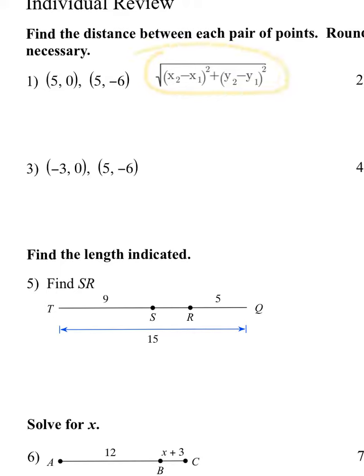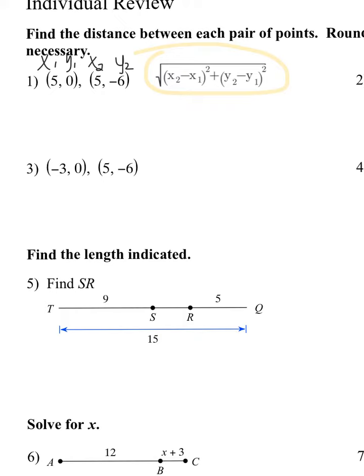The square root of x2 minus x1 squared plus y2 minus y1 squared. Right, the very first thing we want to do is label our x1, y1, x2, y2. And remember, there is an x and y value in every coordinate point.